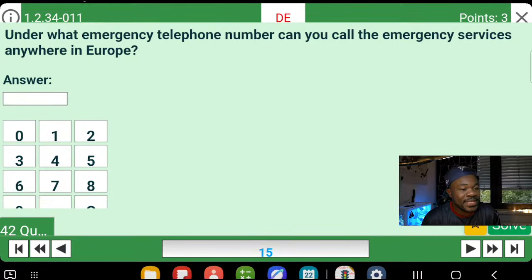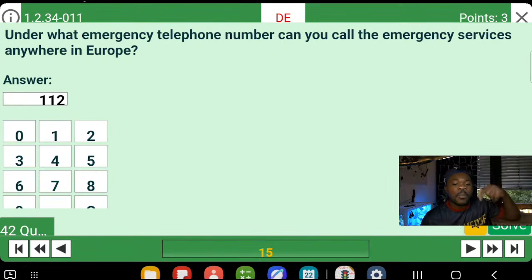Under what emergency telephone number can you call the emergency service anywhere in Europe? So like you're driving anywhere in Europe and you have issues on the road. Which emergency telephone number can you call and you get help? It's the 112.